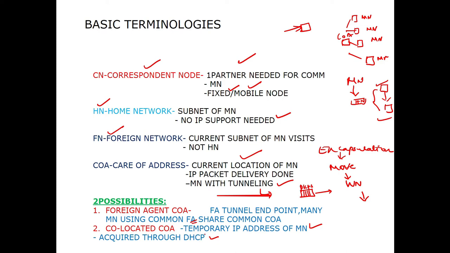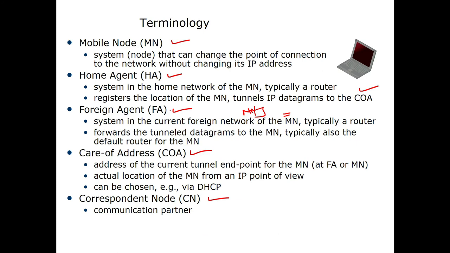Okay, so let us go over the previous terminologies: mobile node, home agent, foreign agent, care of address, and correspondent node. Mobile node, in the sense of a mobile terminal, can change its point of connection to the network without changing its IP address. The IP address is not changed, it is a fixed IP address. And home agent is a system in the home network of the mobile node, typically a router, which registers the location of the mobile node and tunnels IP datagrams to the care of address.